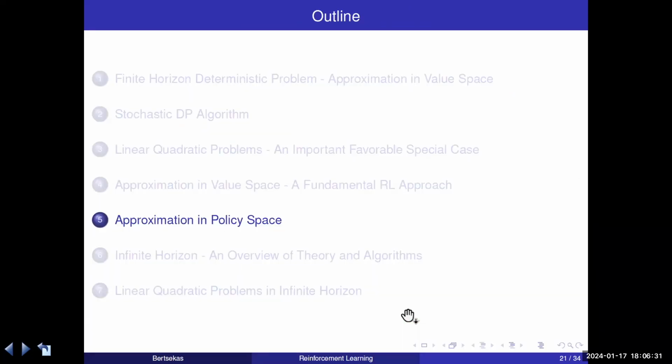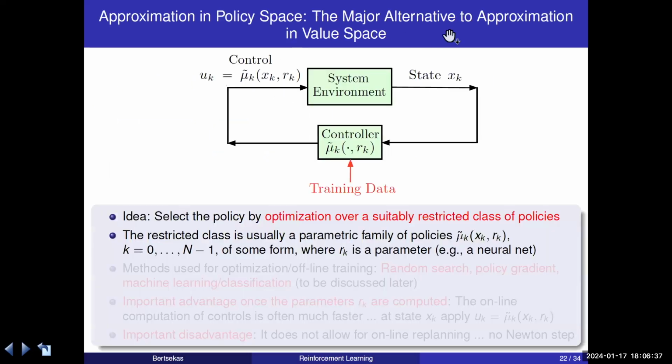Okay, so now we're going to go into approximation in policy space, which is the major alternative to approximation in value space. In approximation in value space, we approximate cost functions, value functions. Here we approximate policies, and we select a policy by optimization over a suitably restricted class of policies. Usually that class involves a parametric family of policies. In other words, the policies here do not depend only on the state, but also depend on a parameter, which is tunable. We learn that parameter through data, most likely.